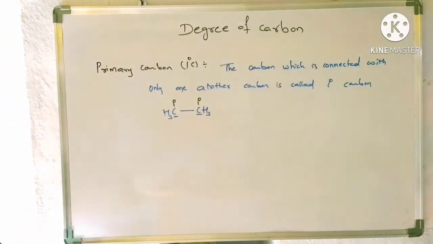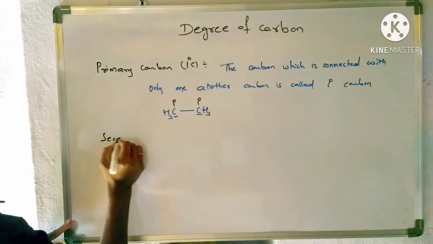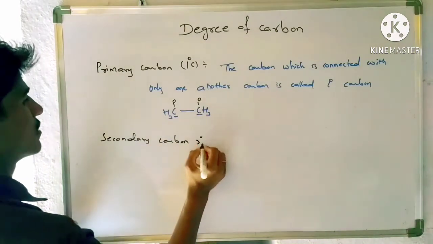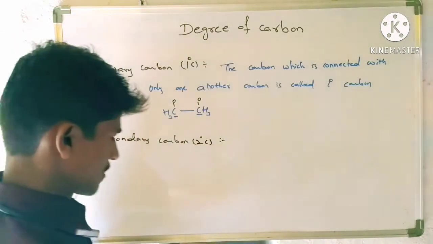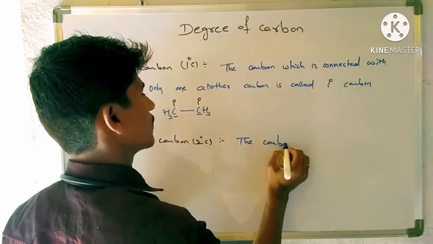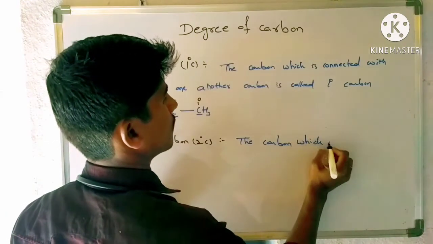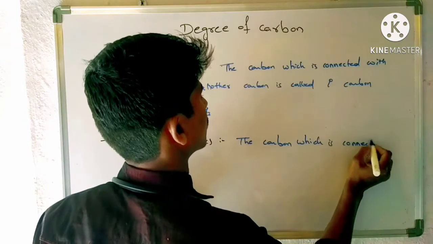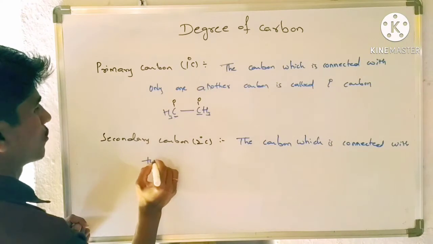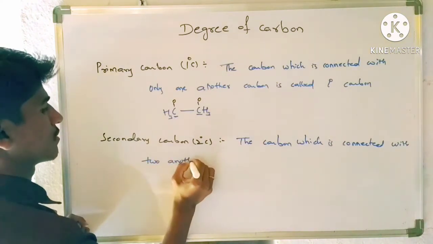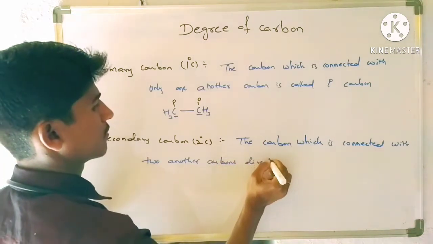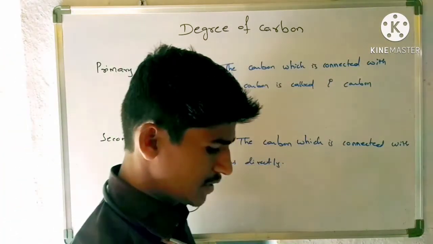Next, the secondary carbon, 2 degree carbon. So what is this? The carbon which is connected directly with two other carbons is called secondary carbon.